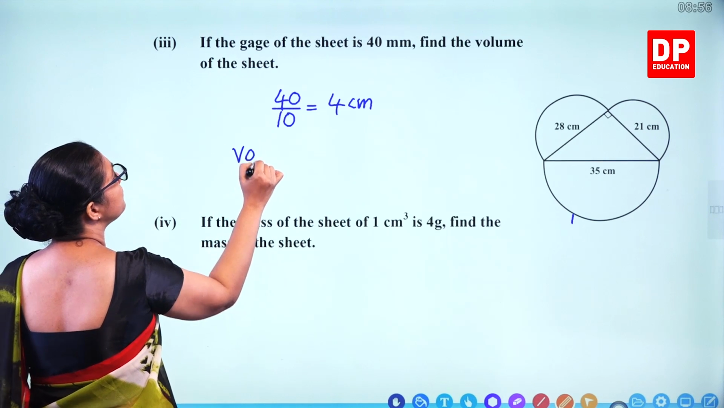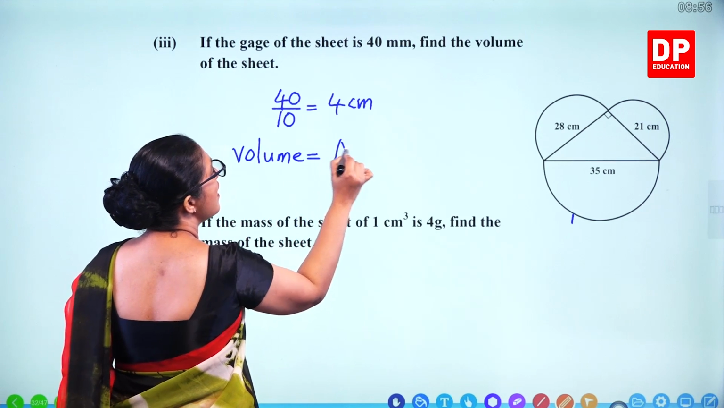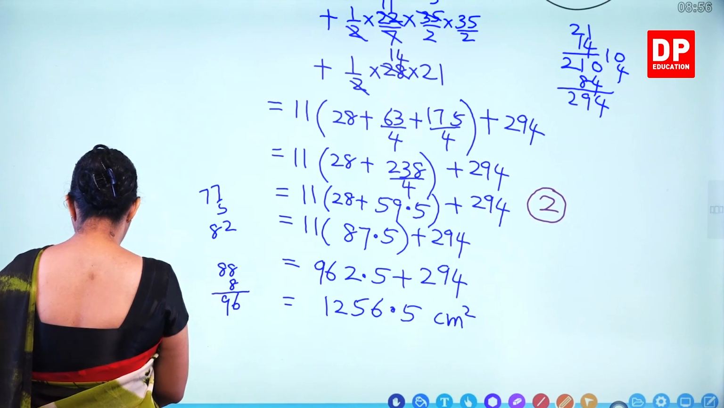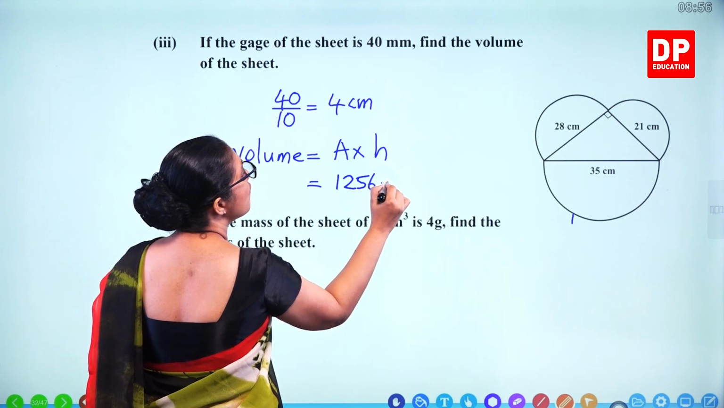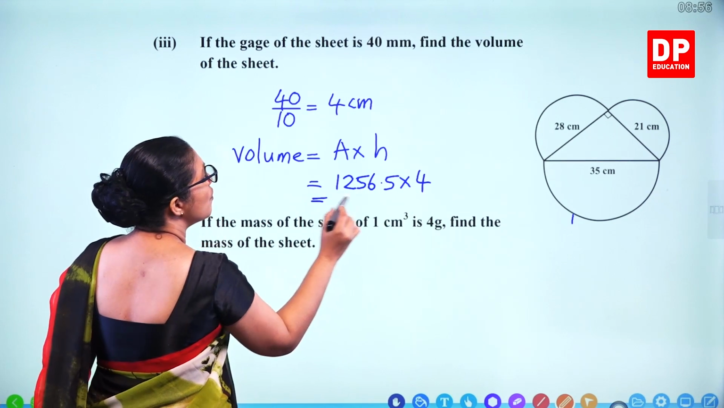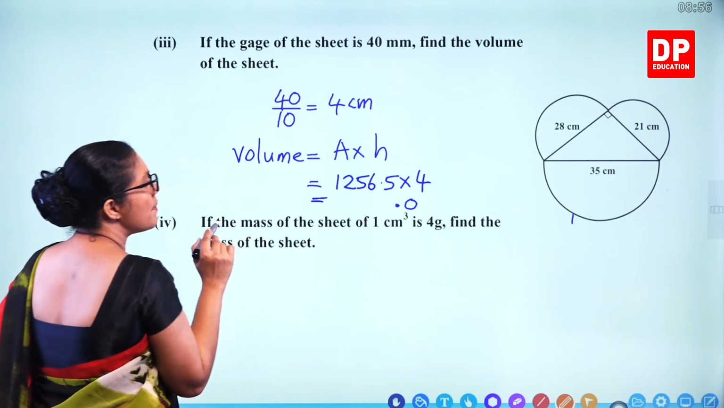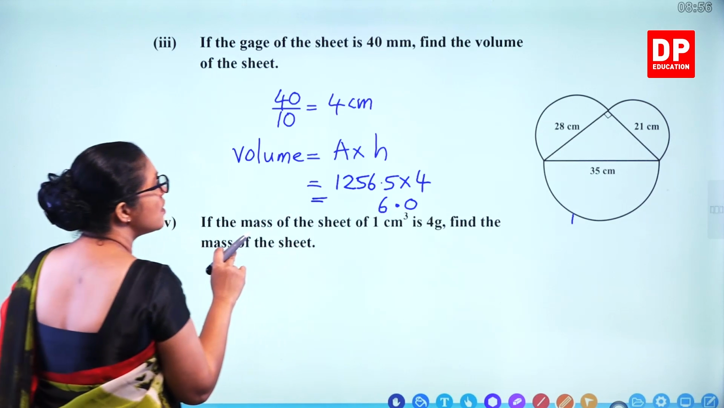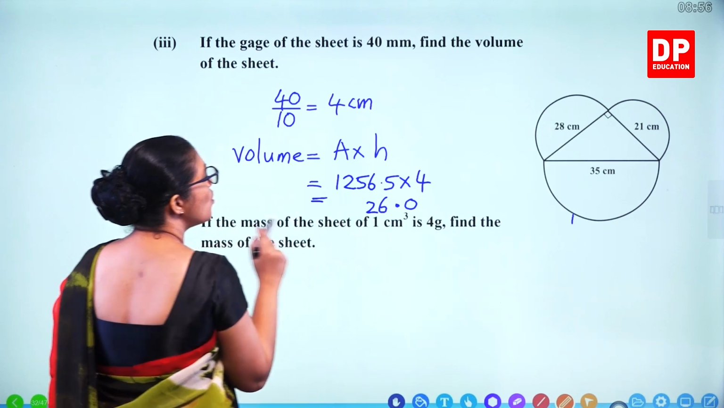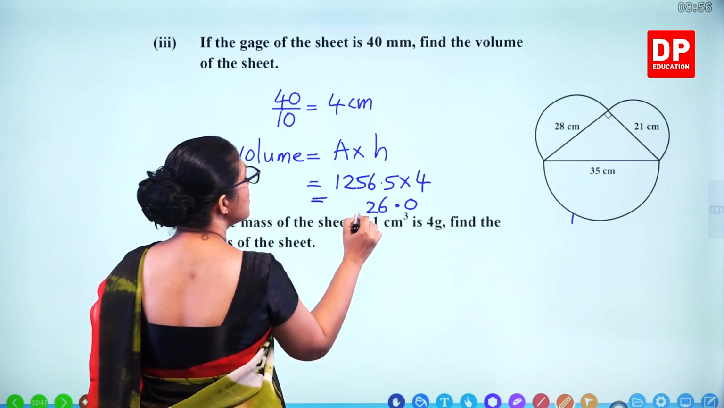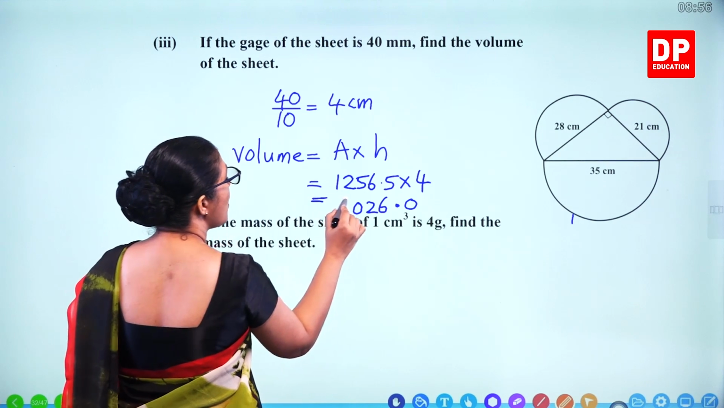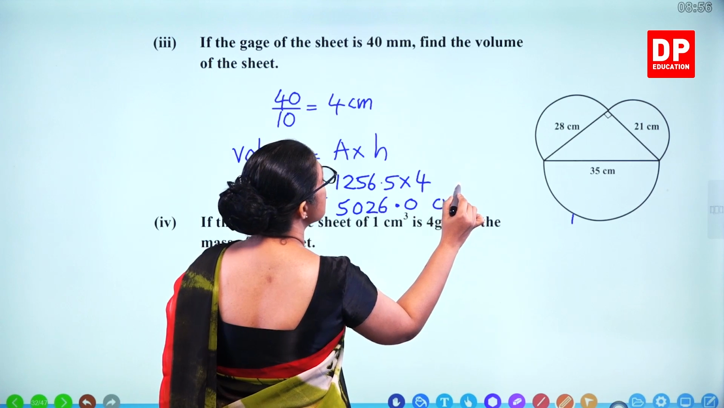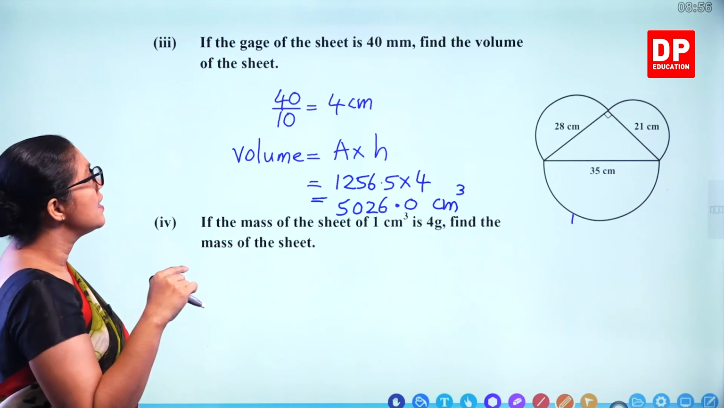So what's the volume? Cross-sectional area into the height. 1256.5 into 4. 4 times 5, 20. 2 remaining. 4 times 6, 24. Plus 2, 26. 4 times 5, 20, 22. 2 remaining. 4 times 2, 8 plus 2, 10. 1 remaining. 4 times 1, 4 plus 1, 5. 5026 cubic centimeters is the volume of this sheet.